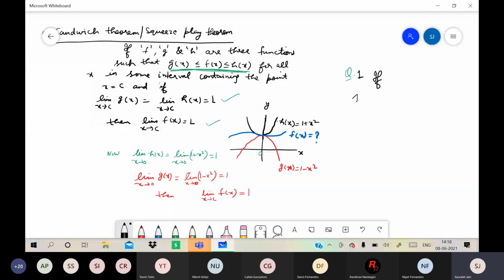The screen is frozen. Is it frozen or is it lagging? It's frozen, sir. Wait.